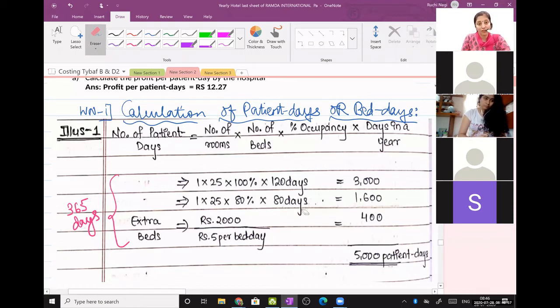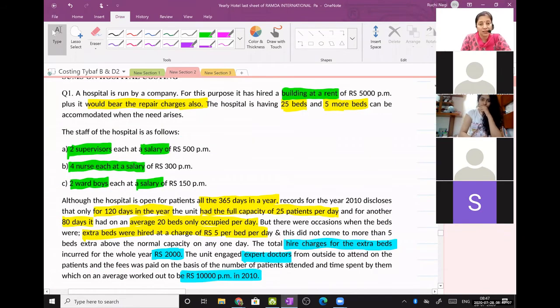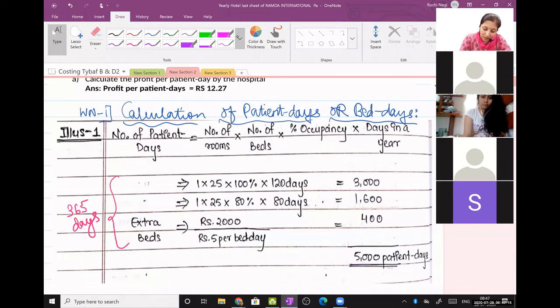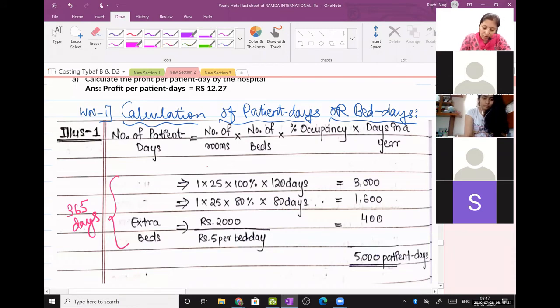So this is the calculation of 365 days. First, number of rooms in the hospital, it's not mentioned. So we will assume one room. They have not given how many rooms are there. So I'll assume there is only one room. So number of rooms, I'm writing here 1. Just see what I'm doing. Number of rooms 1. Then number of beds 25. It's given in the question. Then for 120 days, occupancy is 100%. They have clearly said it is fully occupied.